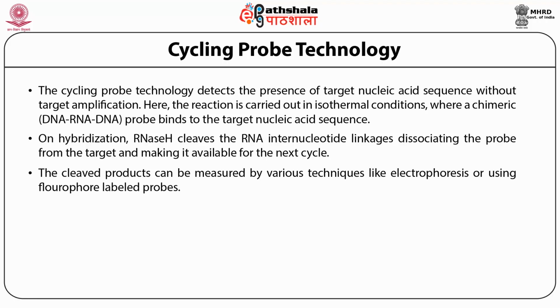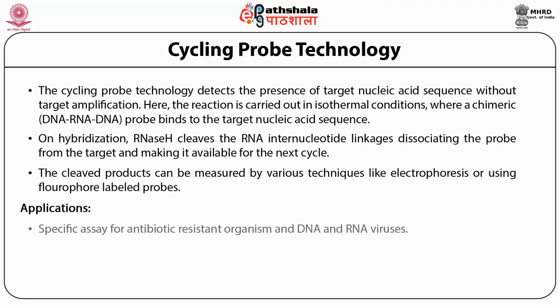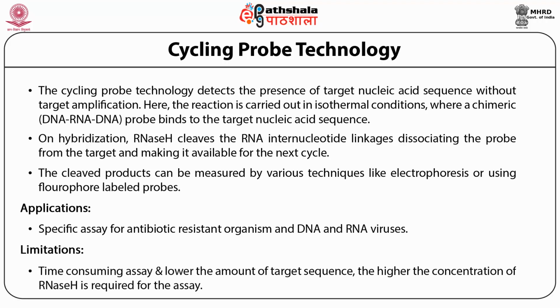The cycling probe technology has several applications. It is used for the specific assay for antibiotic resistant organisms and DNA and RNA viruses. The major limitation of this method is that it is a time consuming assay, it works with a lower amount of the target sequence, and a higher amount of RNase H is required for the assay.